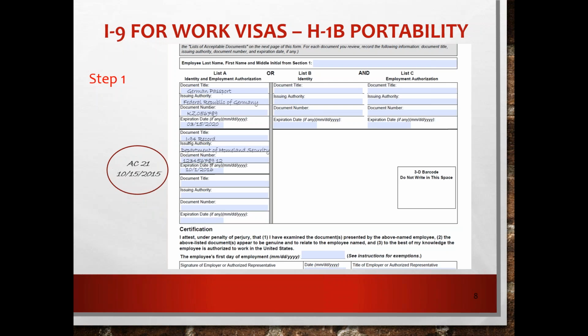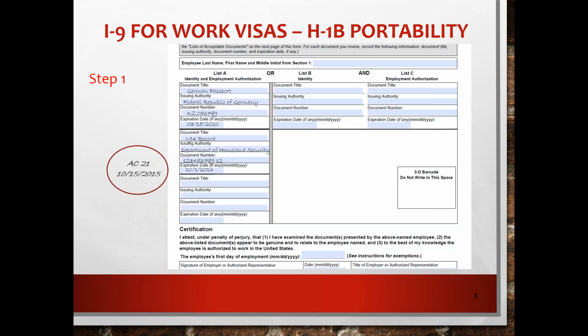You ask for the acceptable documents, and the foreign national is going to give you the foreign passport and the current I-94 record that they have for their prior employer now that they've started working with you. You're going to input those documents just as I showed you, with the passport as your first document on top, and then the current I-94 record from the prior employer in that second box there.